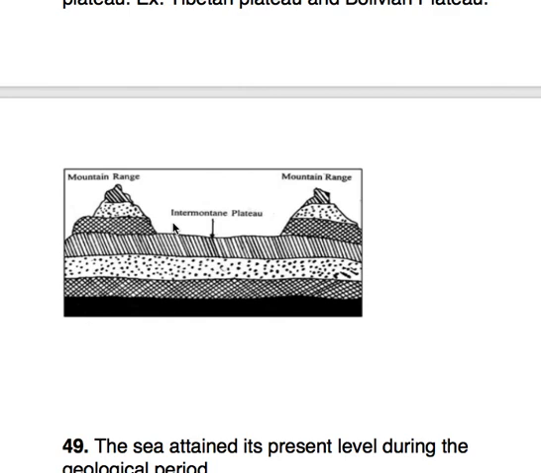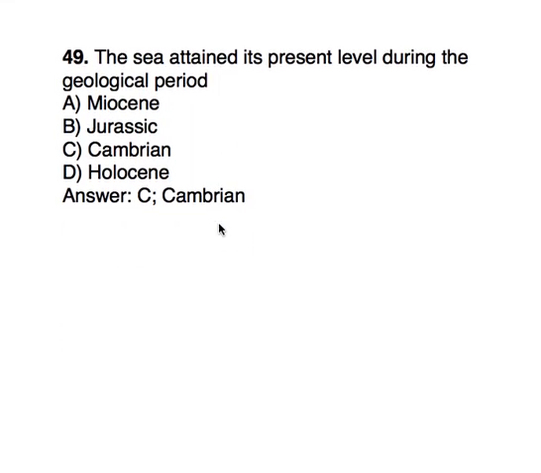Look carefully at this diagram. This part is a plateau and it is surrounded by mountains. That plateau is called intermontane plateau. So look carefully at the spelling of intermontane. Here the intermontane is inter, montane, and we can also call it intermountain. Both are the same thing. Let's move to the next question.